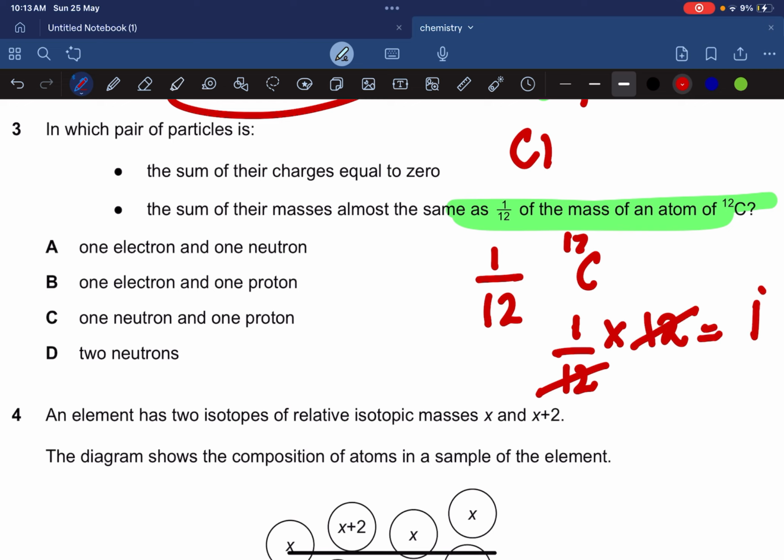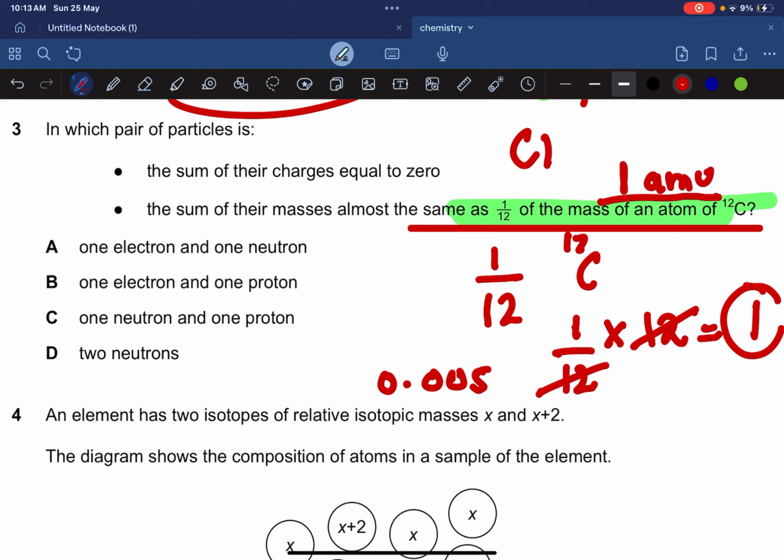What remains is 1. So that simply means the mass of 1, which can be 1 proton or 1 neutron, but an electron does not have a mass of 1 atomic mass unit. An electron has 1 upon 1840, or 0.0005 atomic mass units. So not an electron. That clearly means 1/12 of the mass of a carbon-12 atom means either the mass of 1 proton or the mass of 1 neutron.